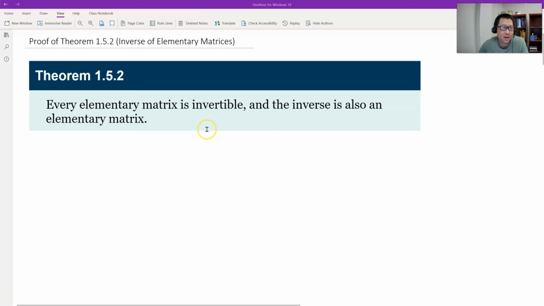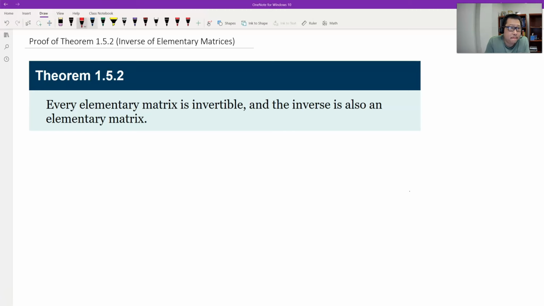Let's prove Theorem 1.5.2, which is the inverse of elementary matrices. The theorem says every elementary matrix, and we have three types, is still invertible, and the inverse is also an elementary matrix. Let's also find what the inverse matrix is. I will verify it by just using a 3 by 3 matrix.